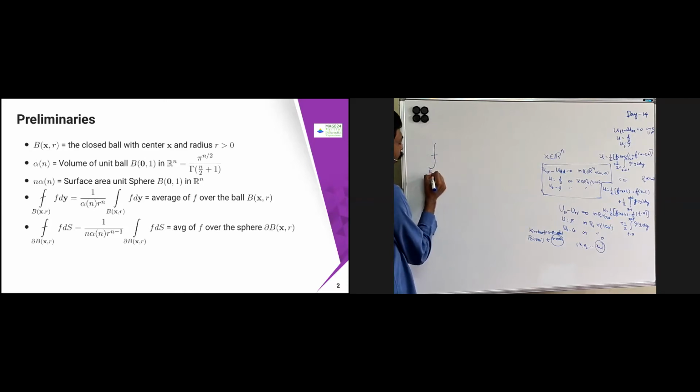So there are two kinds of things. One is P of x comma r, another is dou V of x comma r. This means I am taking the average over the ball. This means I am taking the average over the sphere. Okay, this is ball, this is sphere. If I mention dou V, that means it's the sphere, the boundary of the ball, that's why it is the sphere. So now what is it?